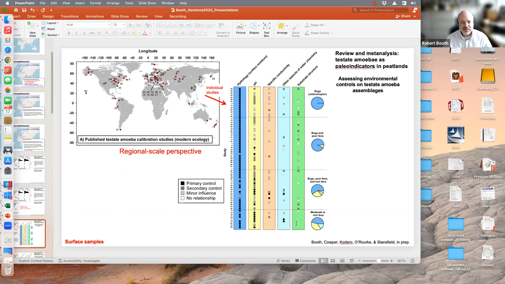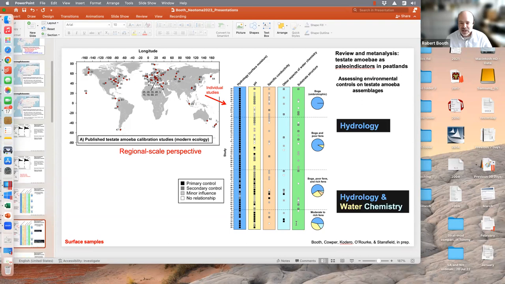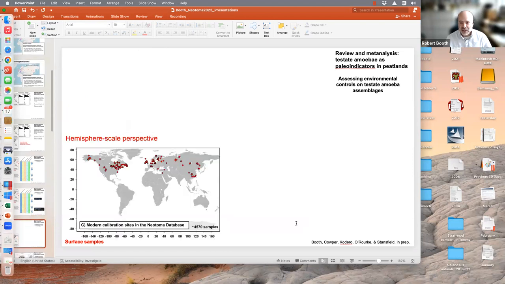Okay, so what we're doing in this paper is first taking a site-based approach to look at what are the controls on testate amoeba communities? We've gone through all of these papers and looked at what was identified by the authors as the primary environmental controls and secondary, et cetera. And then summarized that pattern along a gradient from bogs to sites that include more rich fens and things like that. For those of you that know something about testate amoeba, it's not surprising, but hydrology comes out as really important in bogs. But as you become more nutrient rich in your site selection, then other factors start to play a role.